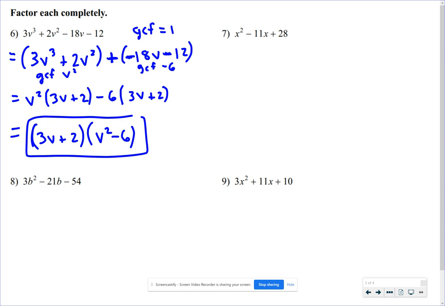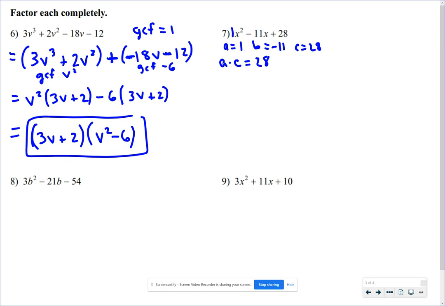Okay, problem number 7. First thing we're going to look at is our GCF, which is a 1. So is our leading coefficient. It's a 1. Right, but our GCF is a 1. So what I'm going to identify is my A, which is the coefficient of x squared, B, which is the coefficient of x, and C, which is the 28. Okay. Then I need to calculate A times C. 1 times 28 is just 28.